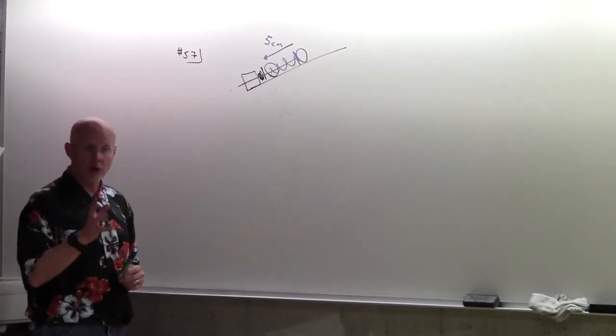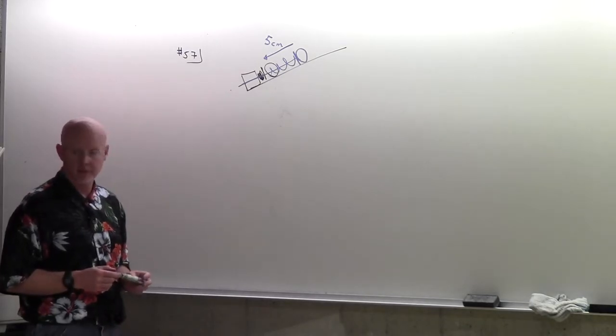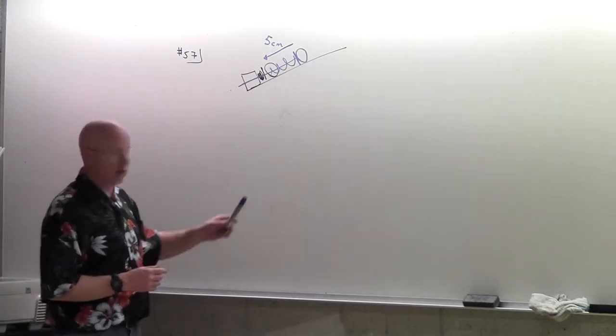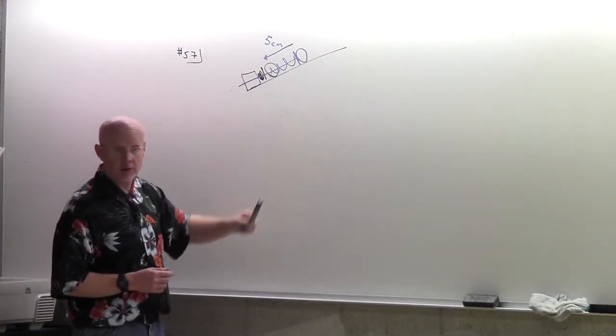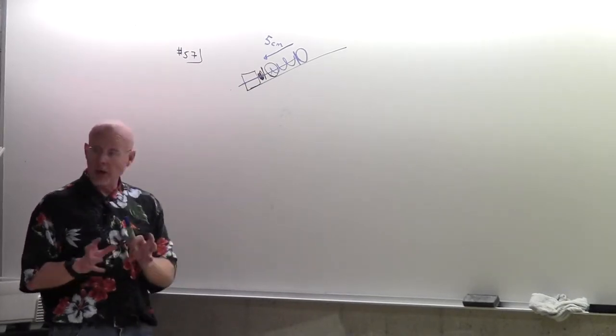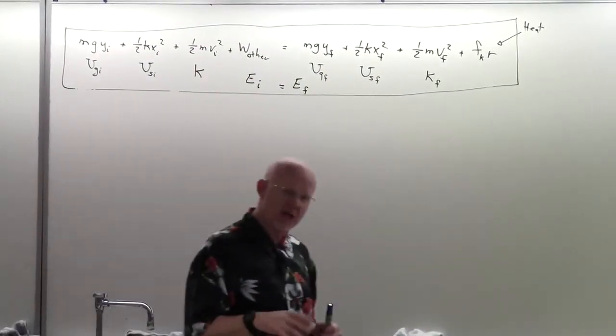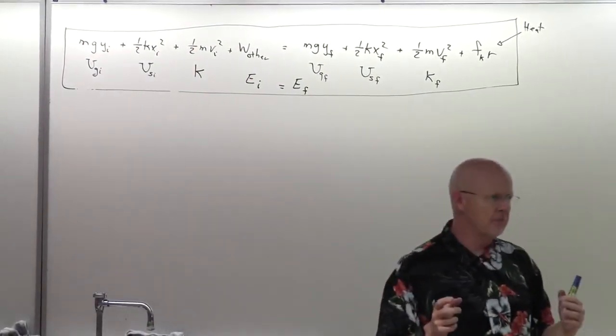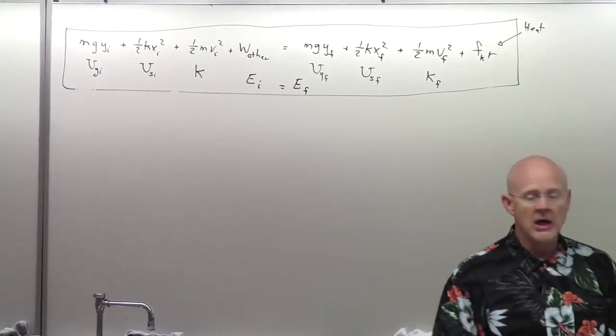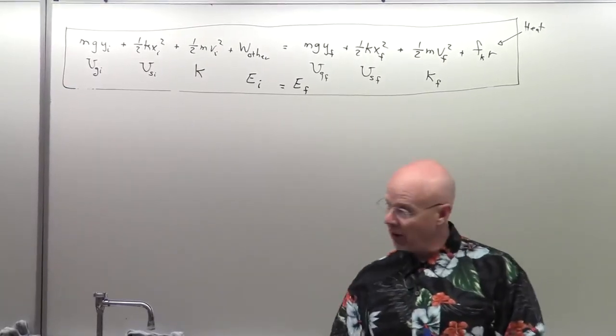So I'll ask you, what do you want to call y equal to zero? Maybe back here where it's in the launch point. In fact, that's what I'll probably call the initial spot here. Why don't we say, here's what's going to happen. You're going to pull it back. So in other words, initial is not before I pull it back. Initial is after I pull it back and I'm holding it. Let me call that the initial.